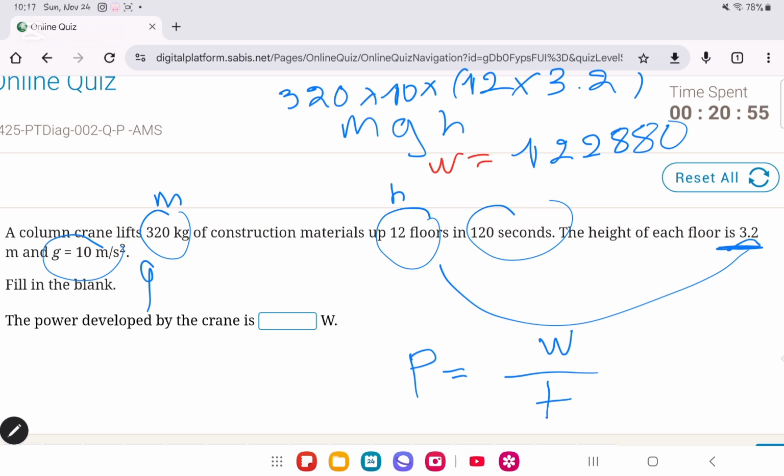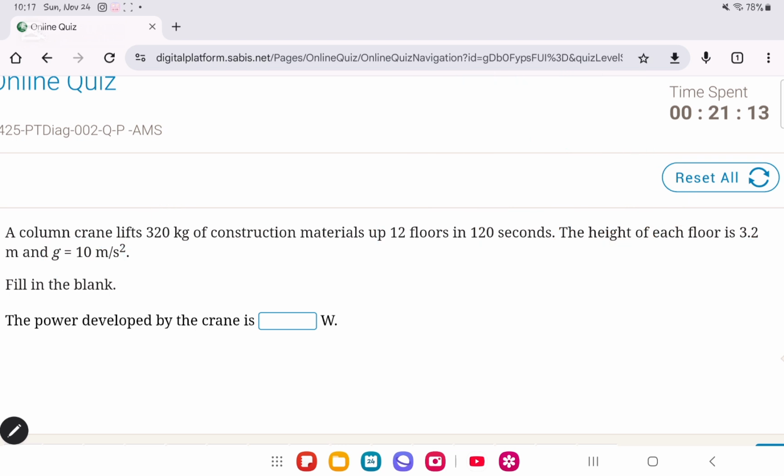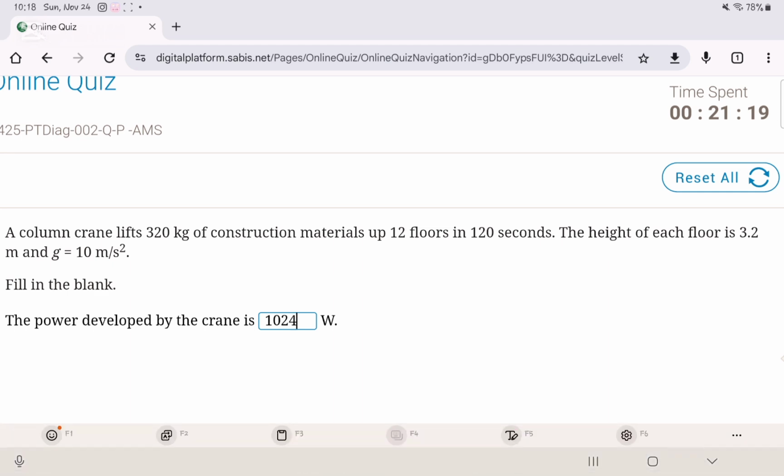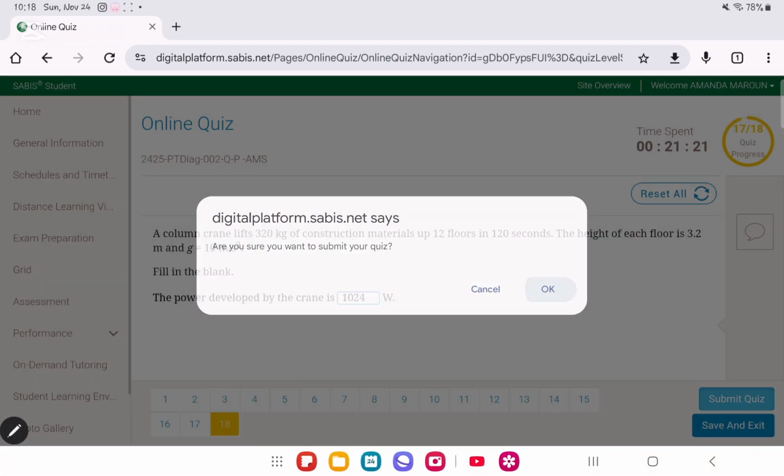We need to find the power. So we found the work. We need the power. We are given the time. So work divided by time. This divided by 120 seconds. We are then going to get a power of 1024 watts. So the answer over here is 1024 watts.